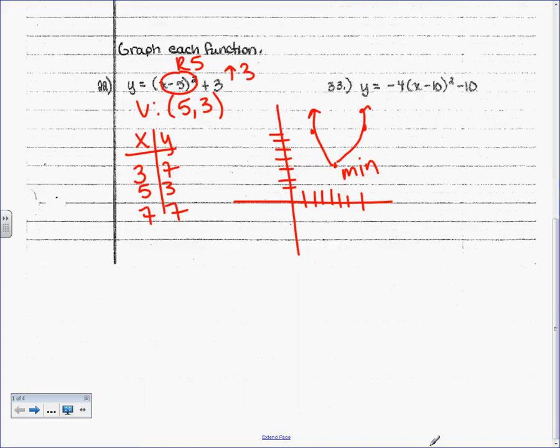Ask a question before I move on if you have one. Are you okay? All right. On 33, what's our vertex? 10, negative 10. Is everybody okay with that?